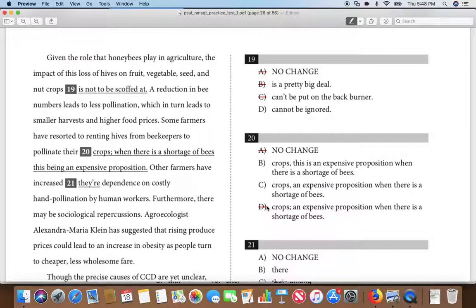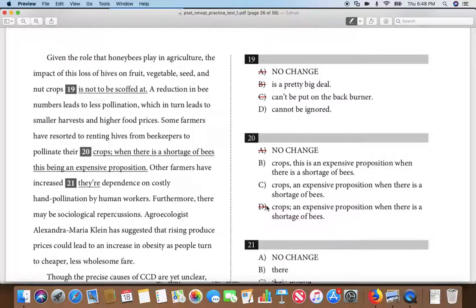Caroline, let's plug those in. I want to hear them. Okay. Some farmers have resorted to renting hives from beekeepers to pollinate their crops. This is an expensive proposition when there is a shortage of bees. How does that sound to you, Caroline? That sounds fine, I think. Yeah, it doesn't sound too bad. Let's try C. Okay. Some farmers have resorted to renting hives from beekeepers to pollinate their crops. An expensive proposition when there is a shortage of bees. How's that sound? I think it sounds fine. Yeah, I think it sounds all right too.